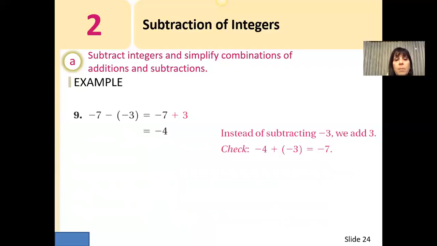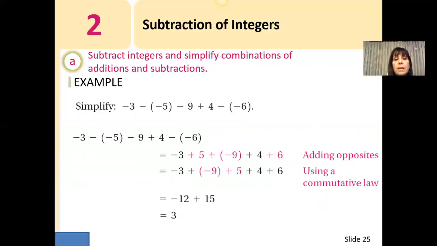Okay, one last example on subtraction. Same thing, the subtraction will become an addition, and then negative 3 will become its opposite. So you'll have a negative 7 plus 3. Again, subtracting with opposite signs, you subtract the smaller from the larger. So 3 from 7 is 4, and keeping the sign as negative.